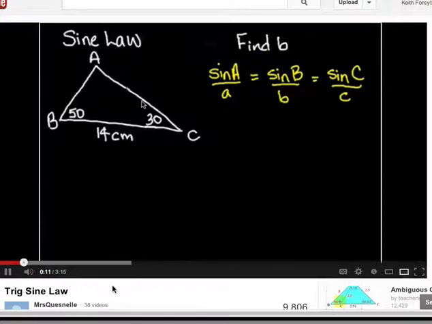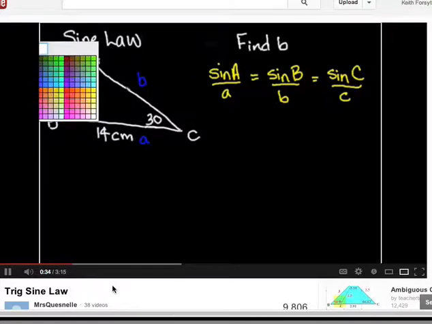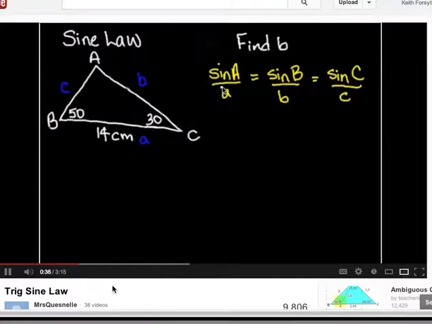The first thing that you want to do with your triangle is go ahead and label all the sides. And remember that the name of the side is determined by what angle it's opposite. So if this is angle A, the side opposite it will be our little a. Angle B, little b, C, little c. As you can see, I've got my sine formula written out already. Our goal here is to find side B.